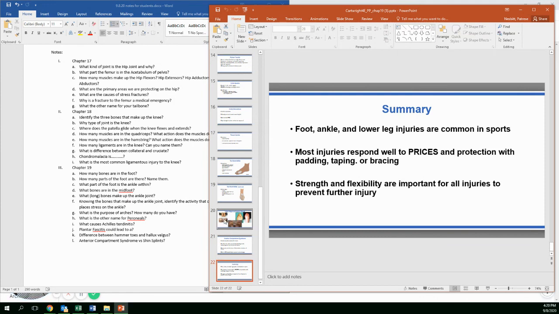I feel like we did well with this chapter. So if you have any questions about chapters 17, 18, and 19, please message me through the Remind app. Please note there is a quiz on these 3 chapters. Okay. So if you have any questions on how to get through the chapters, please let me know and I will help you out. Talk soon.